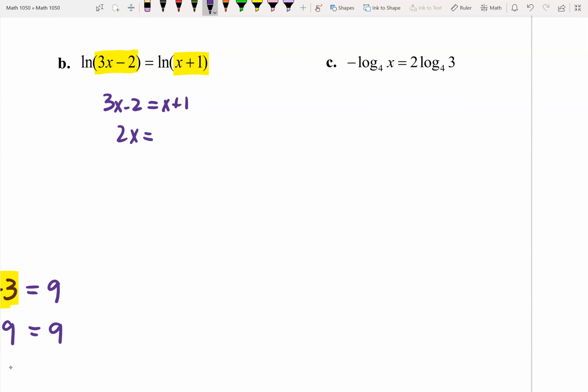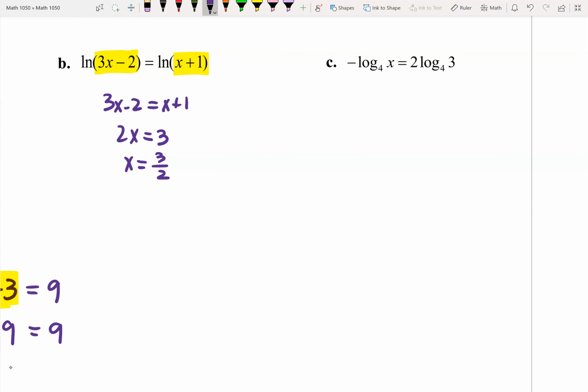Move my 2 over, it becomes a positive, so I get a 3. Divide, and I get x equals 3 over 2. If I wrote that as 1.5, is that acceptable? It is. You know why? I didn't round. 3 over 2 is exactly 1.5, so we're good. The rounding decimal is where you need permission.